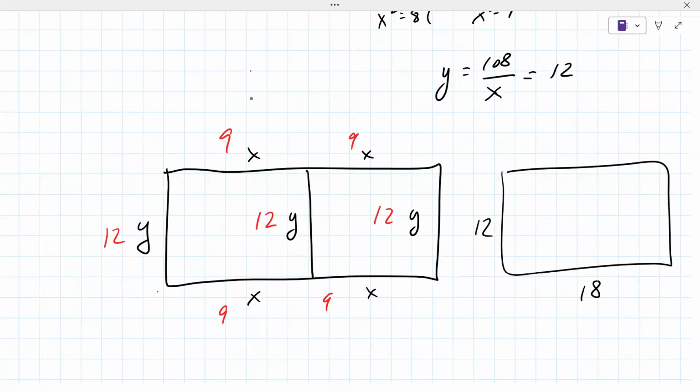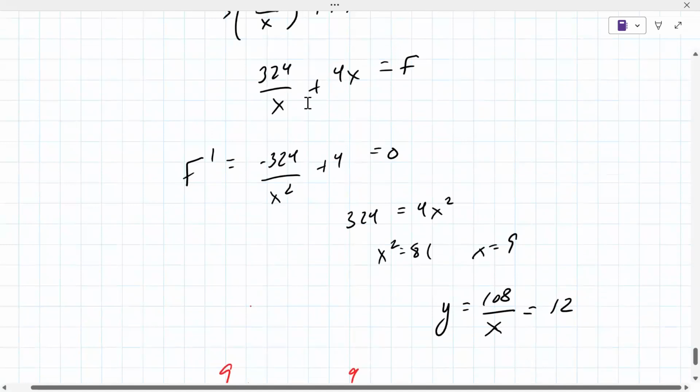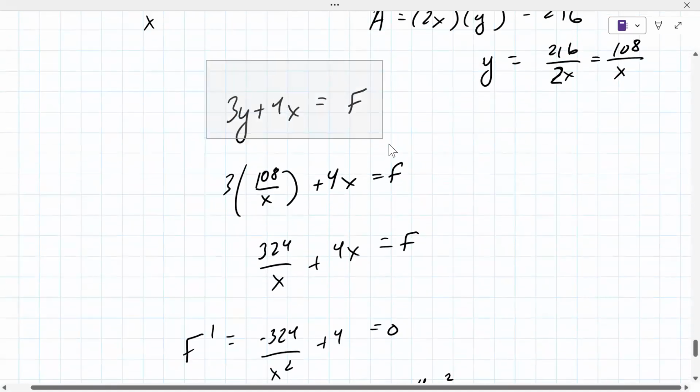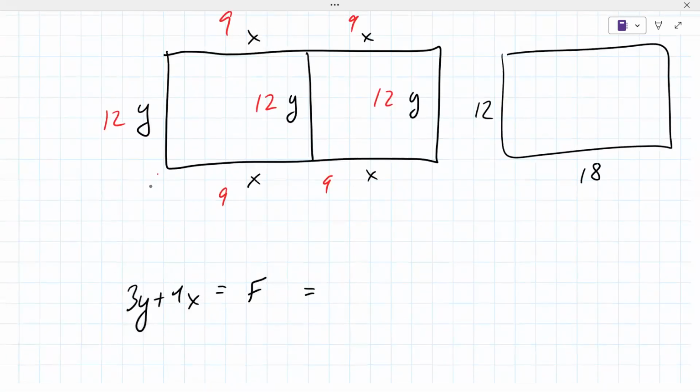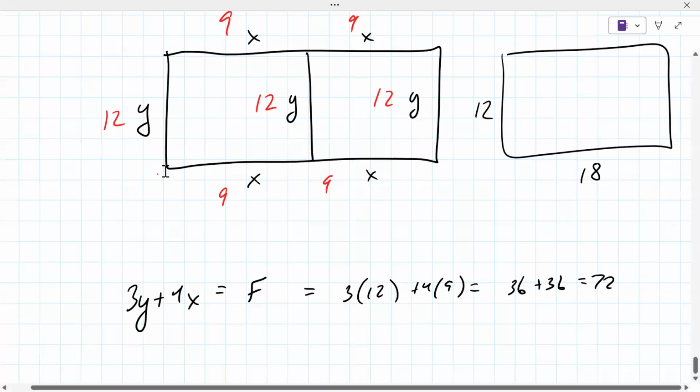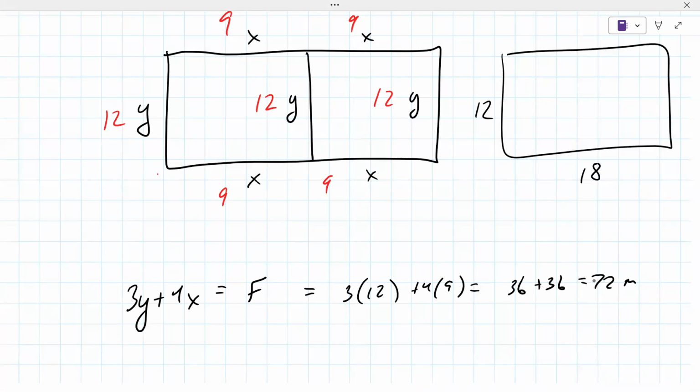And then in terms of how much fencing is needed, you got to go back to the equation for the fencing, which is right here, right? You know, 3y plus 4x. It just depends on what they ask for. They can ask you for a bunch of stuff. So it ends up being 3 times 12 plus 4 times 9. 36 plus 36 is 72. It's meters, I guess. Meters.